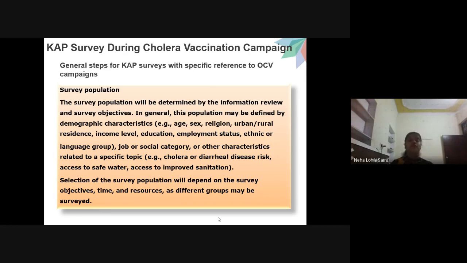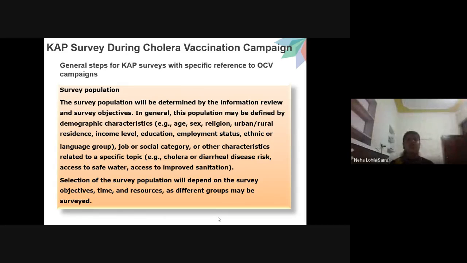So demographic characteristics, you will have to know the age, sex, religion, whether it is urban or rural, income level, education, employment status, ethnicity, language group, everything is required. So here your questionnaire will also develop. Questions related to age, sex, religion, everything have to be mentioned in your questionnaire. Then job or social category or other characteristics related to a specific topic. In this case, we are focusing on cholera, diarrheal disease, access to safe water, access to improved sanitation, hygiene. So questions related to these also will be part of your questionnaire.